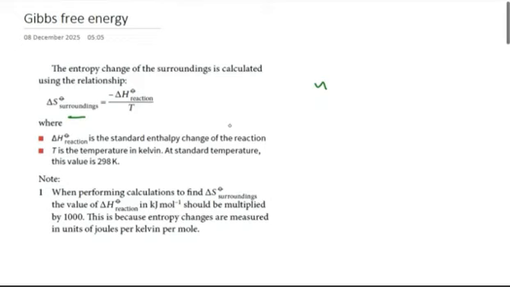either it is exothermic or it is endothermic. Delta H of reaction is the standard enthalpy change of the reaction, and T is the temperature in Kelvin. At standard temperature, this value is 298 Kelvin.